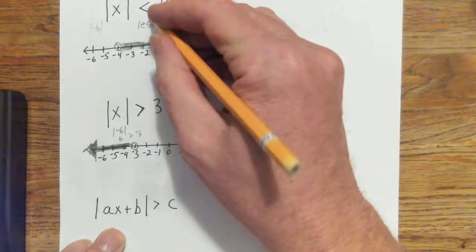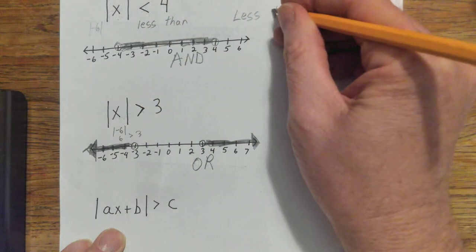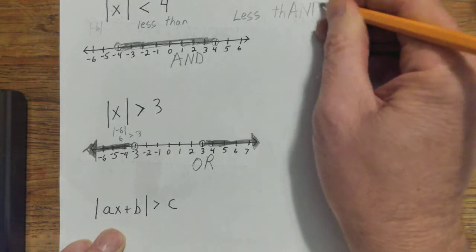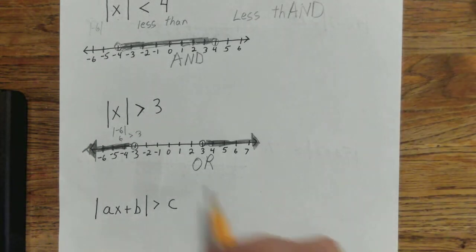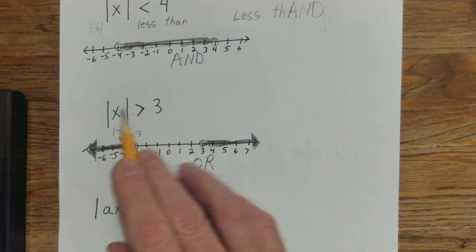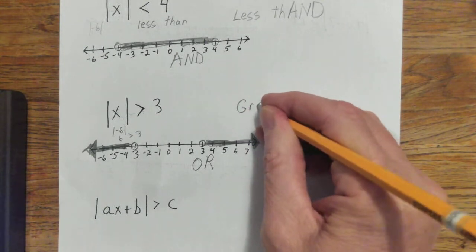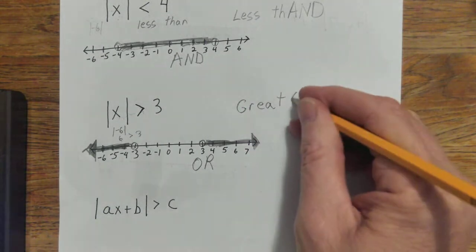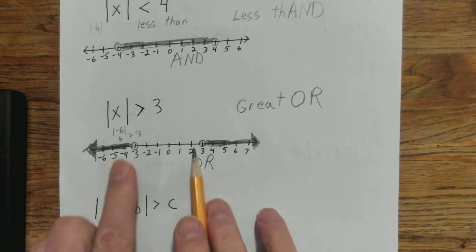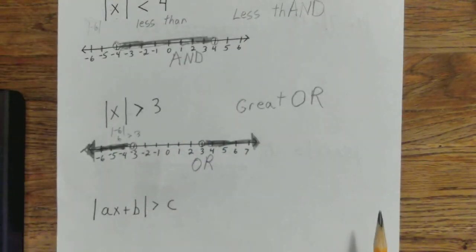If I see less than, absolute value is less than, sometimes I'll just say less than. And if I see absolute value is greater, sometimes I'll just think greater. Okay, so the ors and the ands. So when we set these up, that's going to be important.